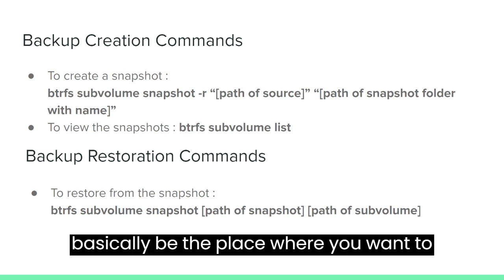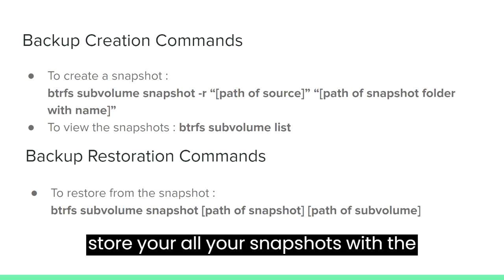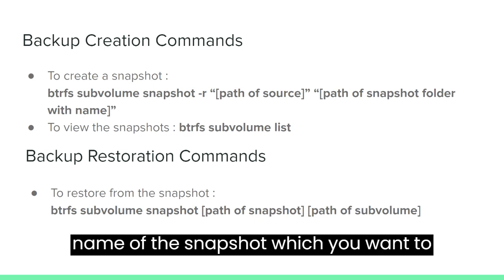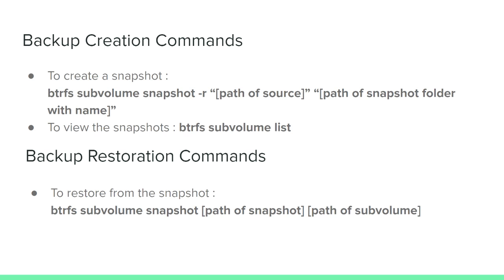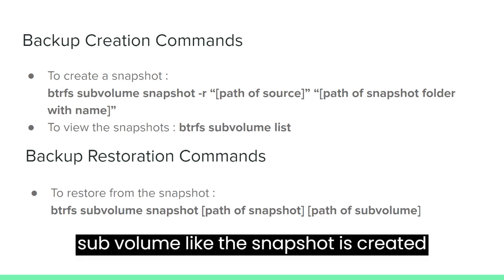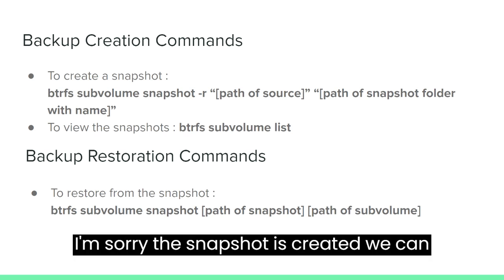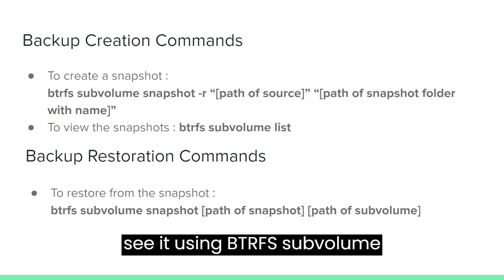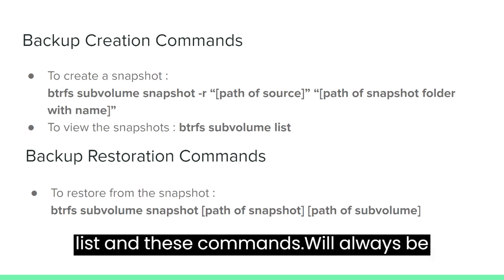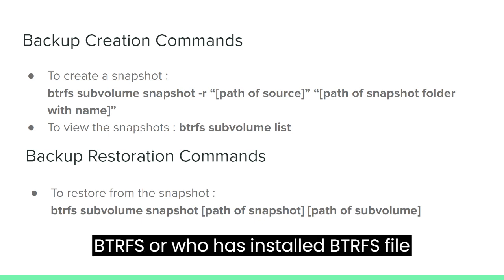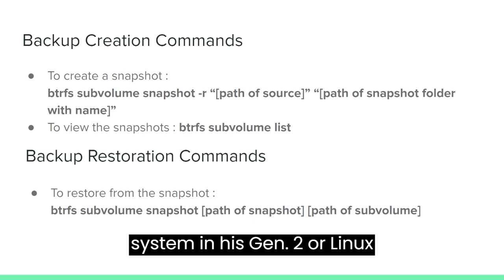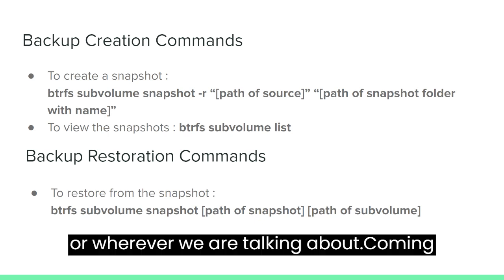And then we have to give another path, which is the path of the snapshot folder with the name, which will basically be the place where you want to store all your snapshots, with the name of the snapshot which you want to give. Once the snapshot is created, we can see it using btrfs subvolume list. And these commands will always be available to anyone who has installed the BTRFS file system in his Gentoo or Linux or wherever we are talking about.